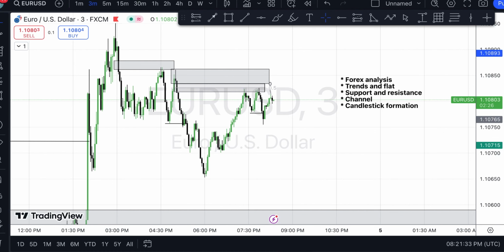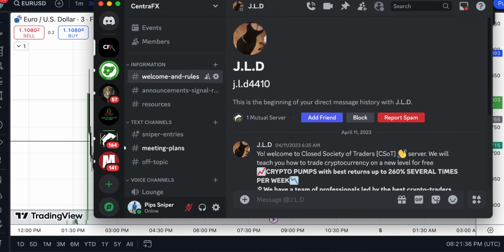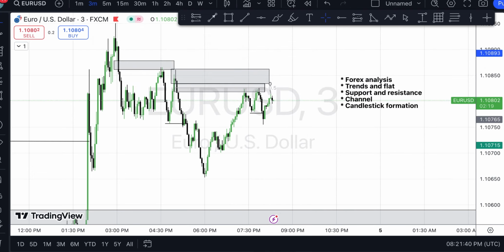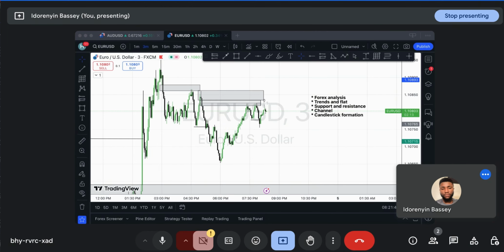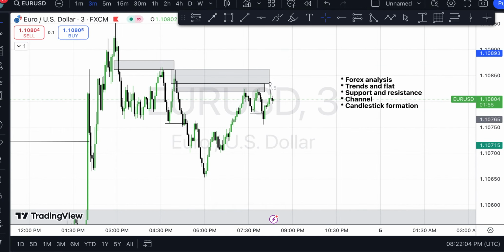So I'm going to be indicating what each trend looks like on the chart. We have the uptrend, we have the downtrend, and we have the sideways horizontal trend. So let me talk about the uptrend.